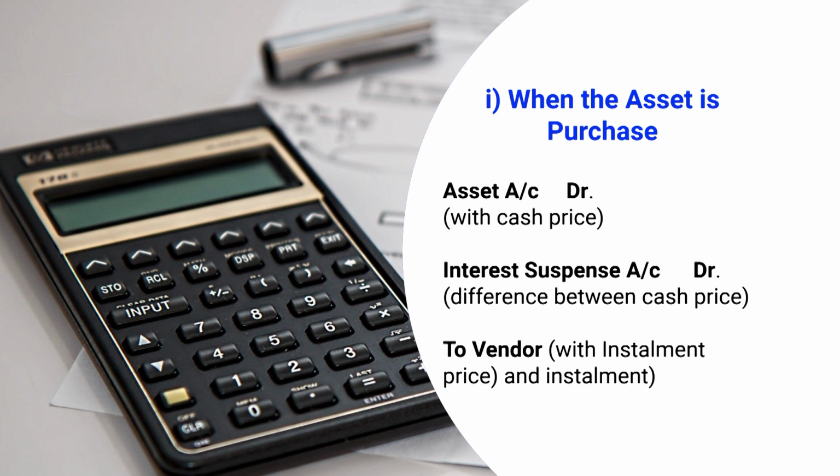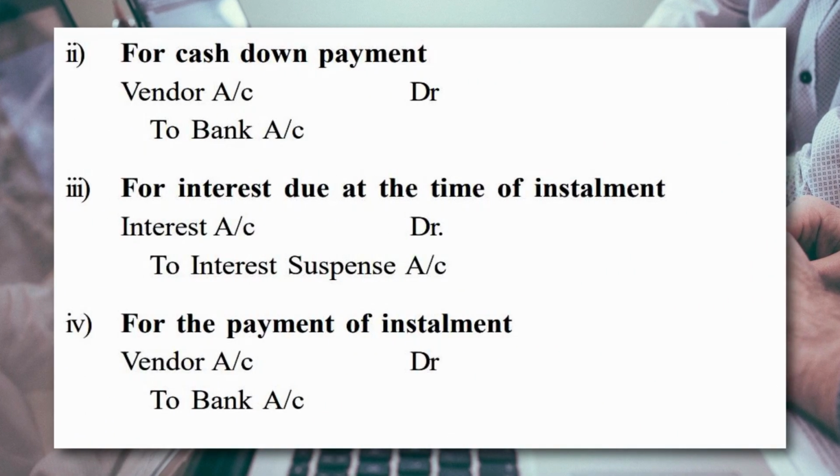So here the account of vendor has been credited, and the account of vendor will be credited with the amount of installment price. Second one is for cash down payment. So very simple, when the buyer makes the payment, he will debit the vendor account because the vendor account is a personal account and as per the rationale of the personal account, debit the receiver. So here it is the vendor who is receiving the payment, therefore the vendor account will be debited. Then bank account has been credited.